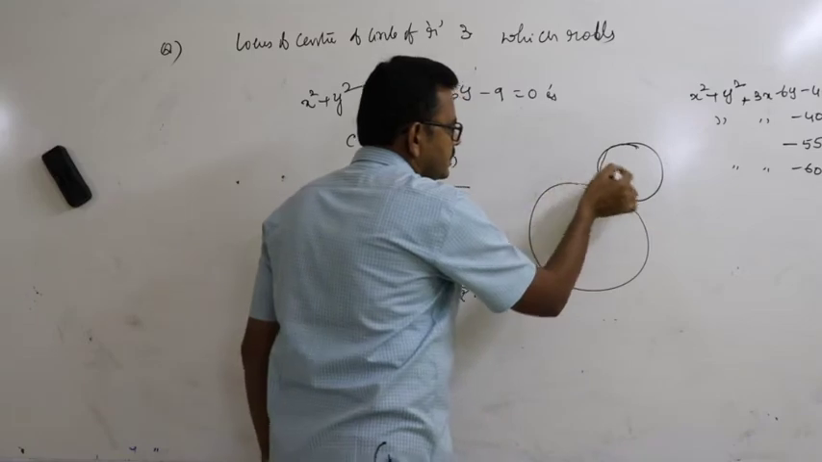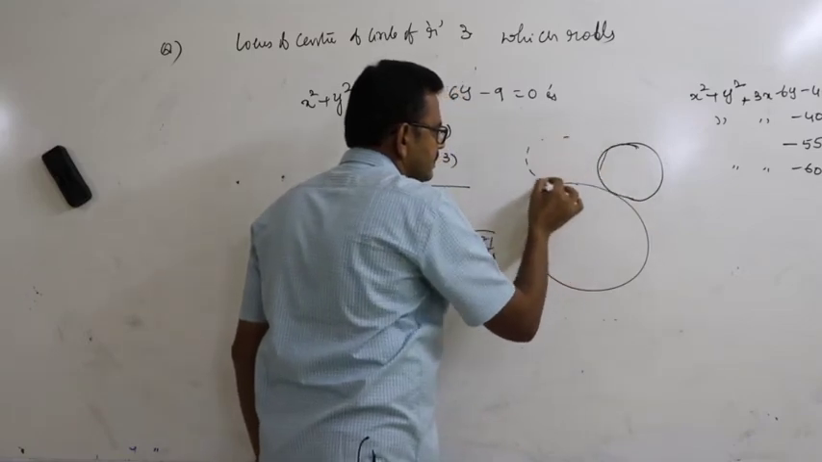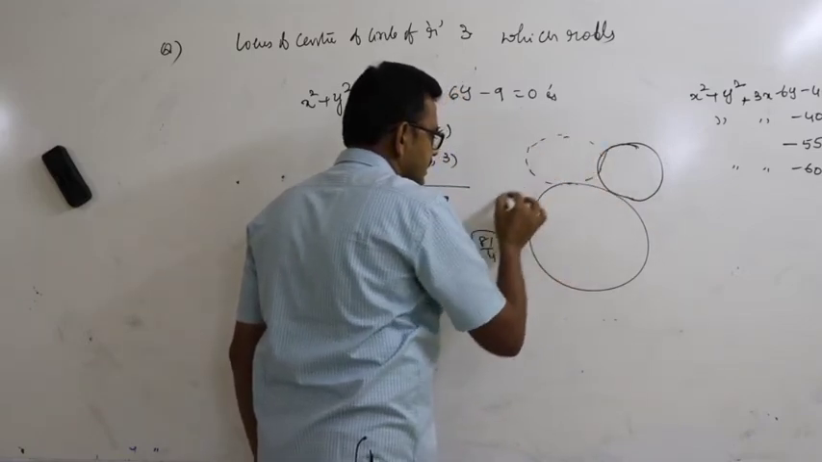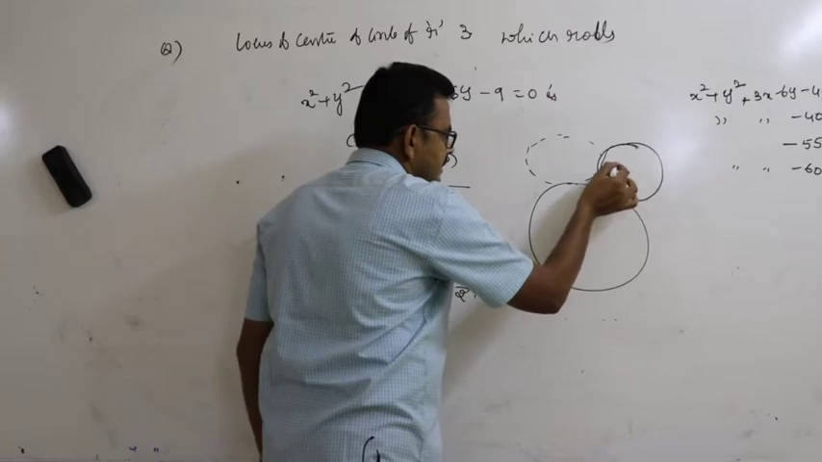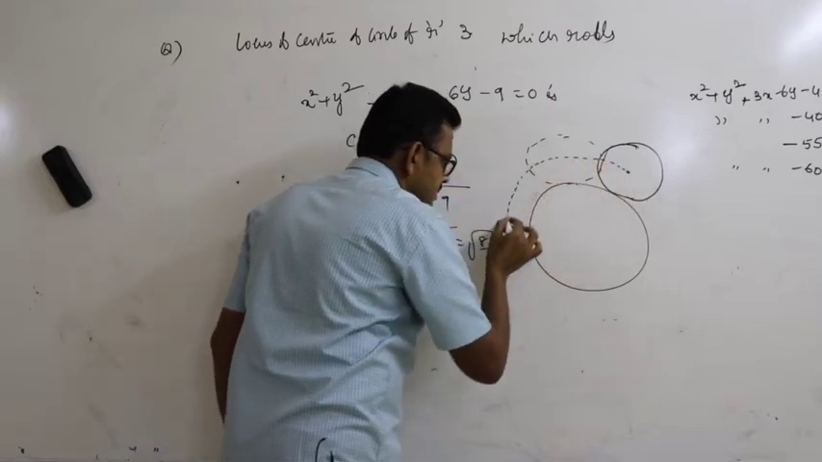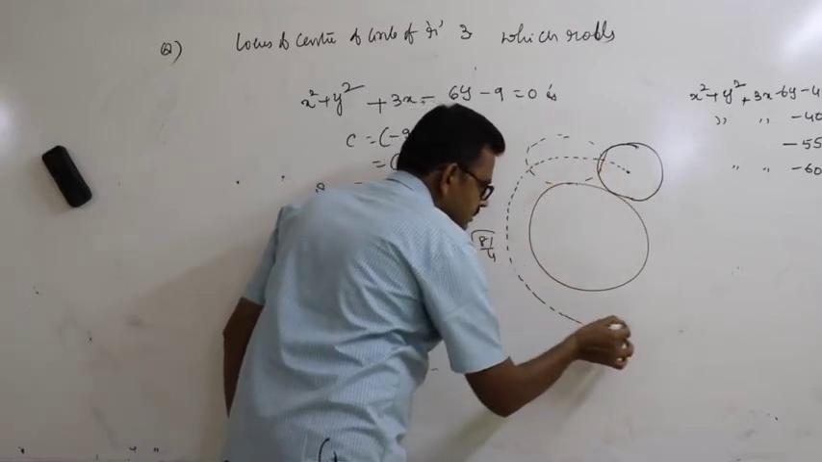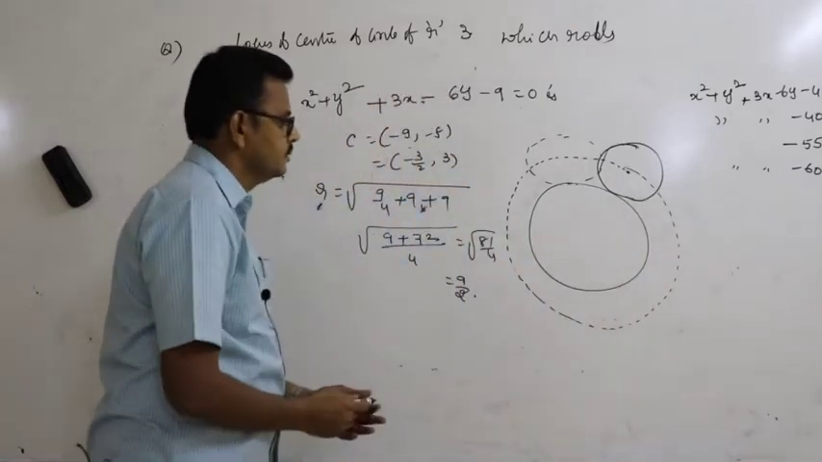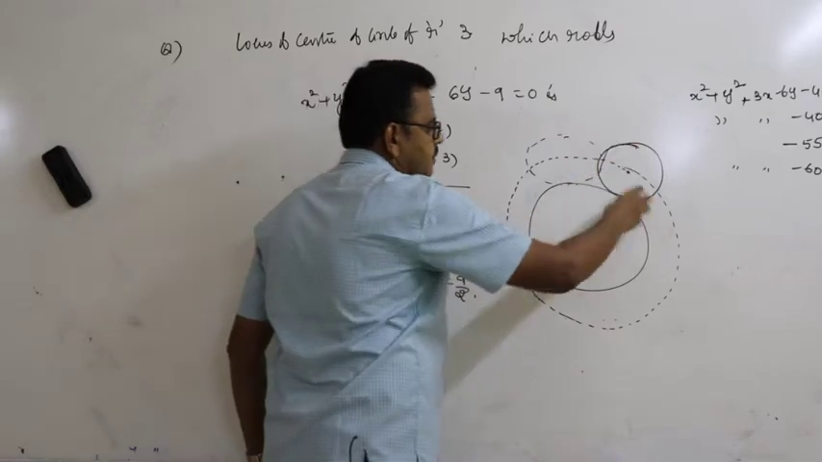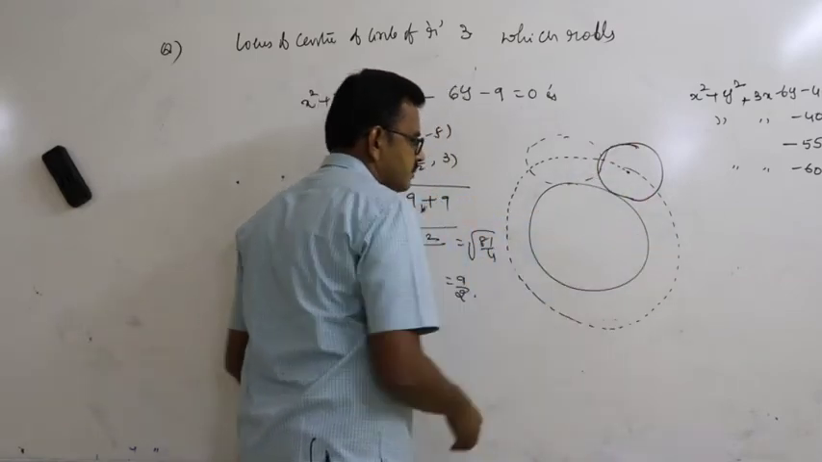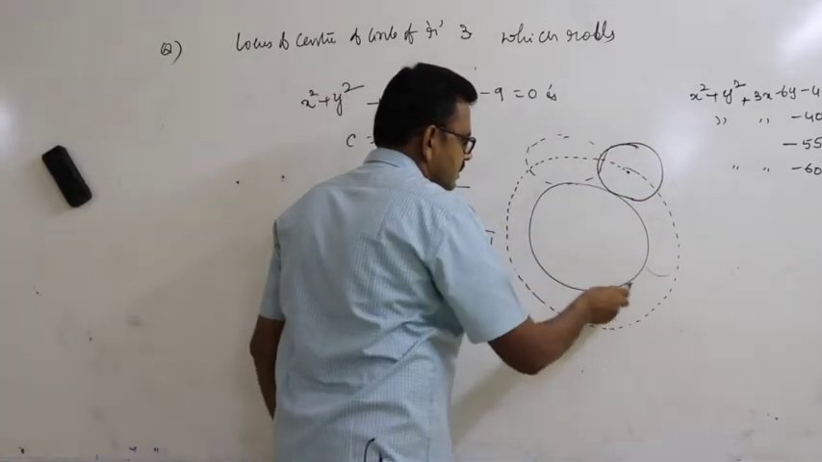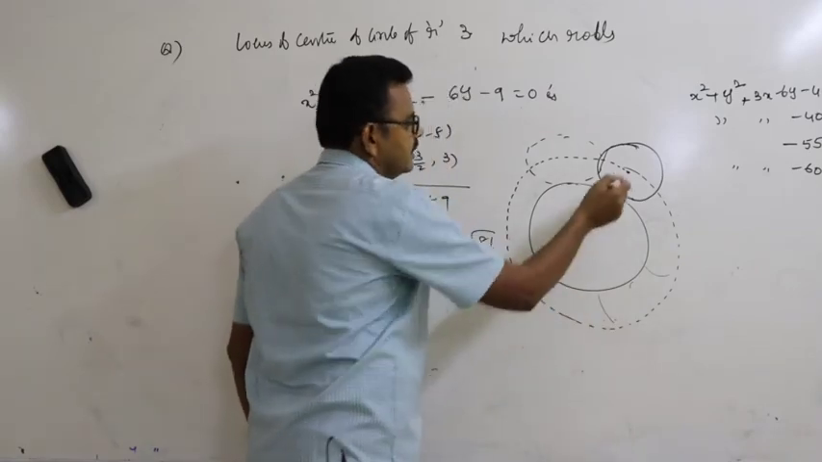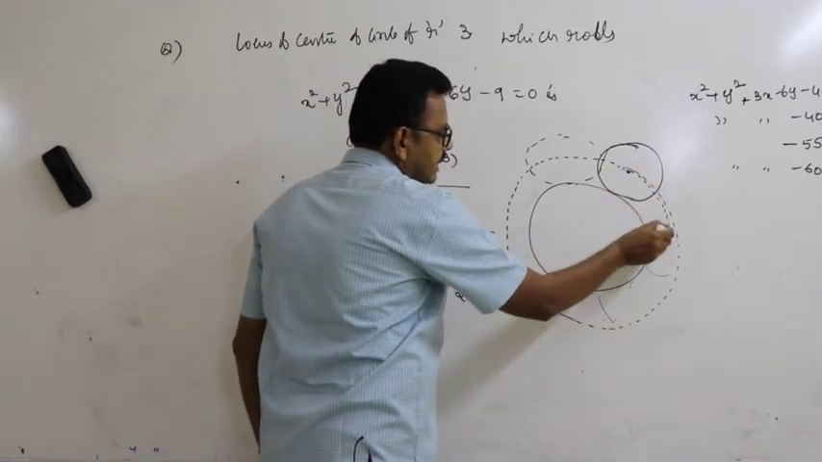The circle rolls, that means what? So this is the circle. The circle rolls like this. That means what? This is the center of the circle. So this rolls like this. This is the circle which rolls on the outside of the circle. That means the center moves like this.